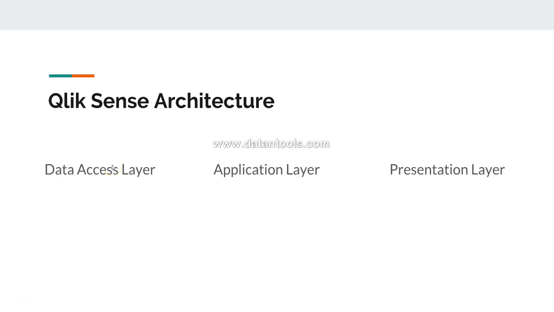Hey guys, welcome back to the next video, and in this video I will tell you the Qlik architecture. As you can see here, we have three different layers within the Qlik architecture at a high level. So first layer is the data access layer, second layer is the application layer, and third layer is the presentation layer.